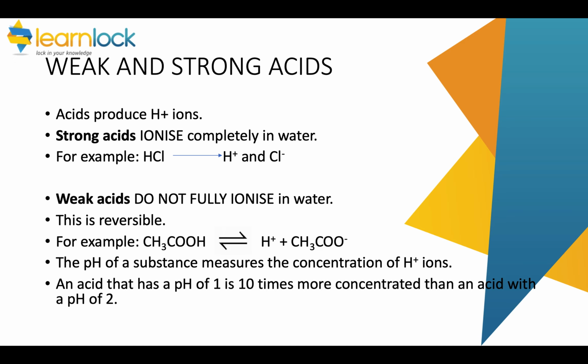The pH of a substance measures the concentration of H plus ions. And in terms of the scale, an acid with pH 1 is 10 times more concentrated than an acid with pH 2. So each time you go down the scale, you're increasing the concentration times 10.